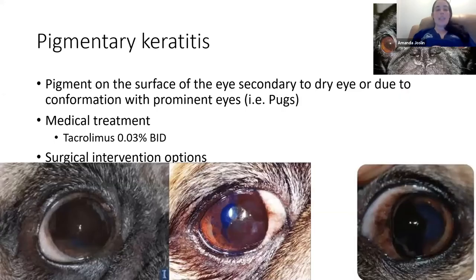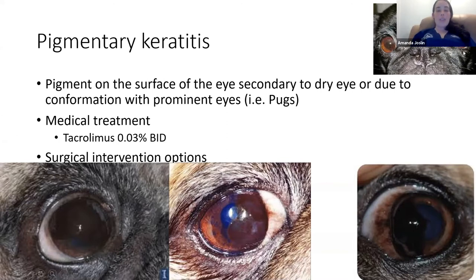Pigmentary keratitis technically is not dry eye, but it is chronic inflammation on the surface of the eye, resulting in pigment deposition on the eye. Pugs are the stereotypical breed for it, where they can have diffuse pigment covering the entire eye and they can still see. You want to definitely make sure you're controlling any inflammation, but also try to see if the pigment can thin out. So again, tacrolimus seems to be the best option for me to thin out the pigment and control it. I start tacrolimus. Usually the pigment starts nasally and then moves across the eye.